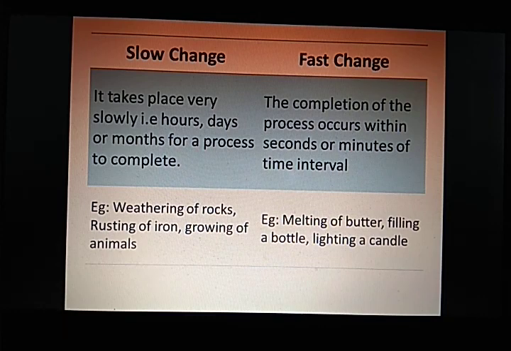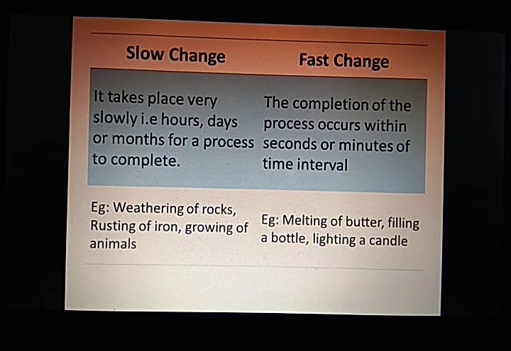They can multiply themselves into hundreds of thousands within few minutes. That's a fast change. So they are involved in that. So they can, but we cannot. So it's a slow change. Growing of animals, it's a slow change.